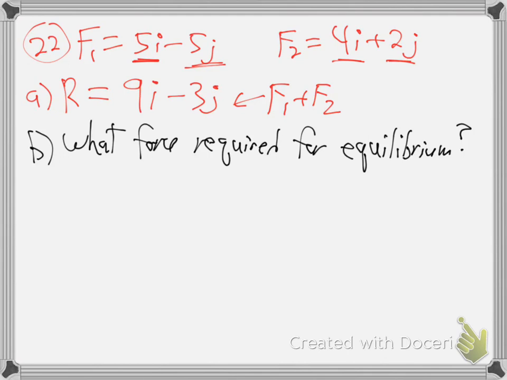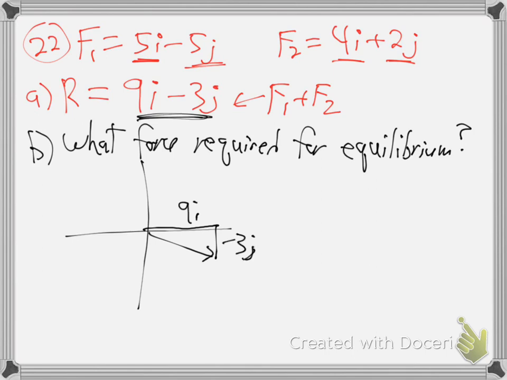Okay, so what do they mean by equilibrium? Balance. Yeah, balance. So in other words, this resultant force is pushing 9 to the right and 3 down. Right? 9i minus 3j. That's the resultant force. Does that make sense? It's right and down. It's 9 to the right, 3 down. 9i minus 3j. So it's down and to the right.